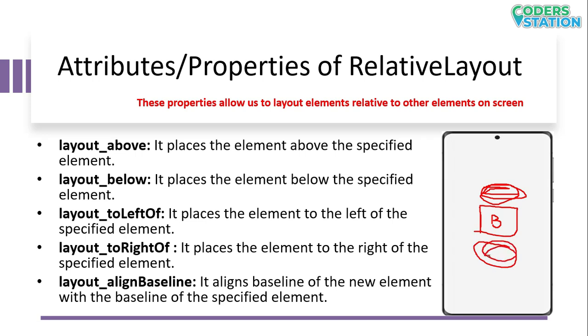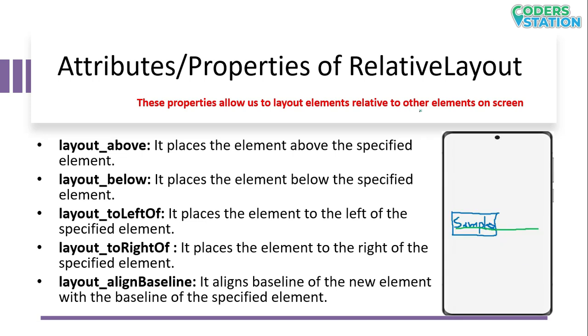When I say layout to the left of, it means I want it to the left of button B. So when I use this property, the second button, B1, that I want to place will be placed exactly on the left hand side of button B. And when I say to the right of, so when I say right of button B, the next button, button B1, will be placed exactly on the right hand side of B.